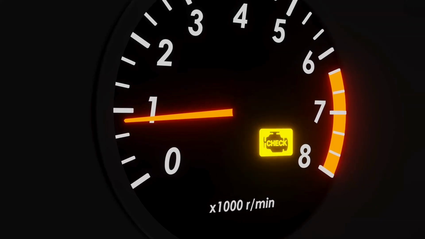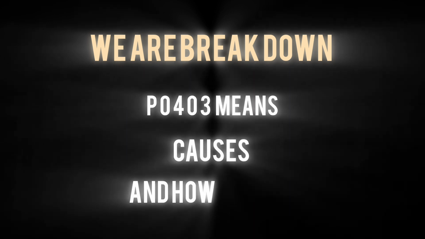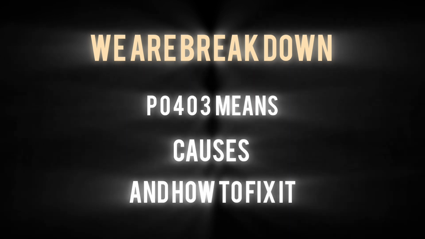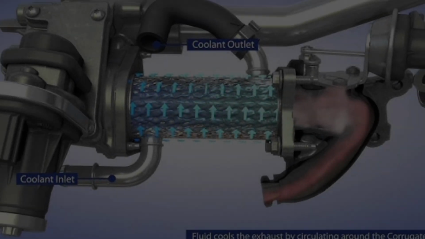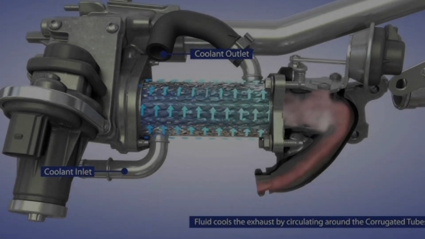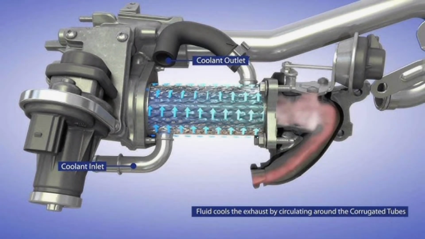If your check engine light is on and you've scanned your car only to see code P0403, don't panic. In today's video, we're going to break down exactly what this code means, what causes it, and how to fix it, step by step. The EGR system, Exhaust Gas Recirculation, reduces nitrogen oxide, NOx, emissions by recirculating a portion of the exhaust gases back into the engine intake.